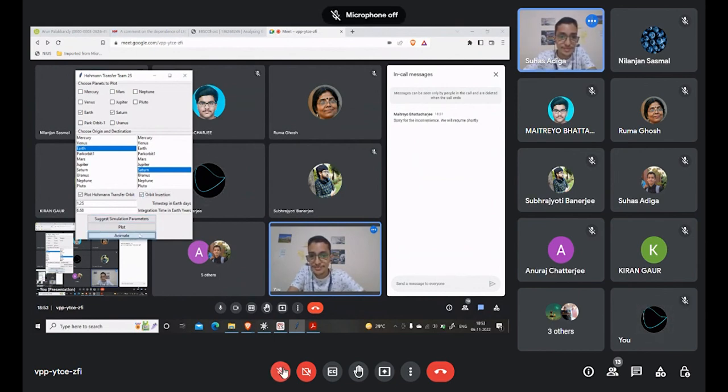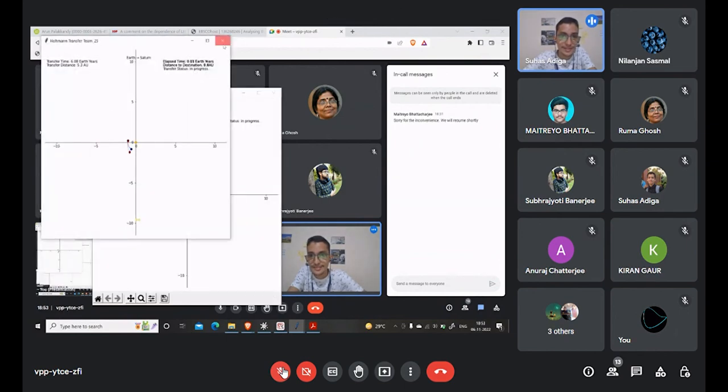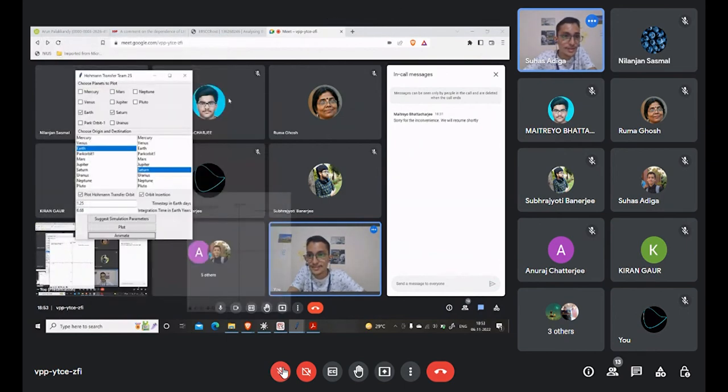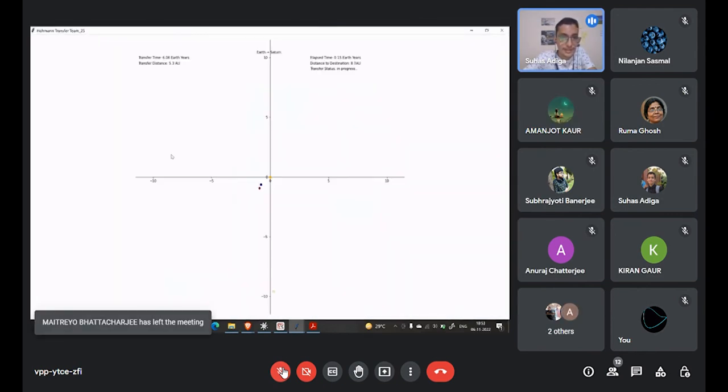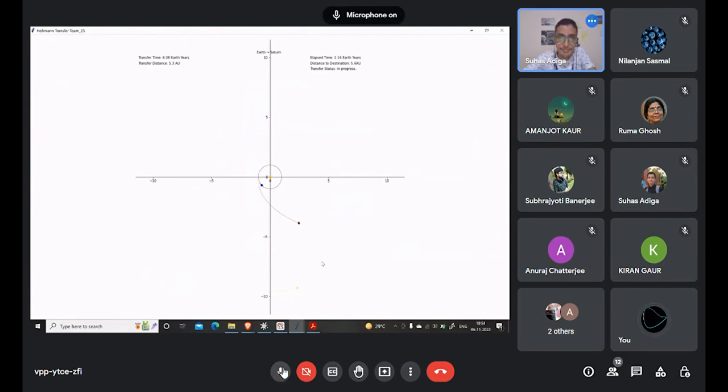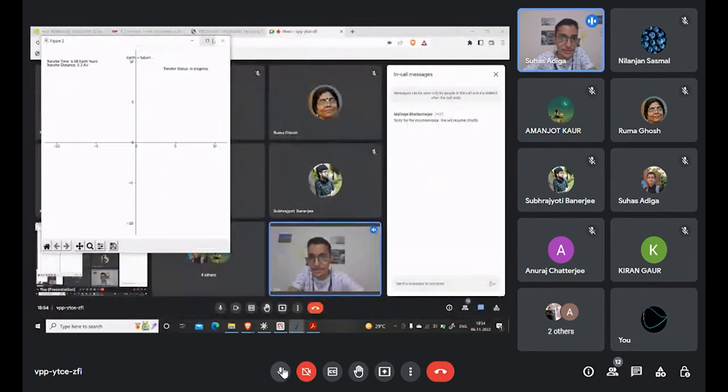So you can see I'm doing it for Earth to Saturn. I'll remove some planets here, and I'll just click on animate. So you can see that Earth is somewhere here and Saturn is somewhere here, around minus 8 astronomical units. And it should take around 6.8 years to reach. That can be increased by increasing the time step. Let me just do it, no issues.